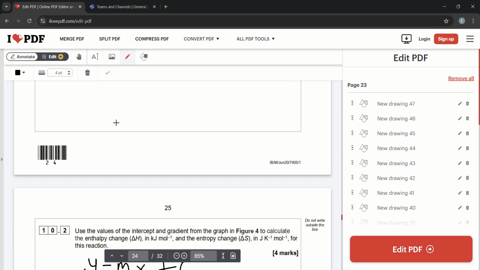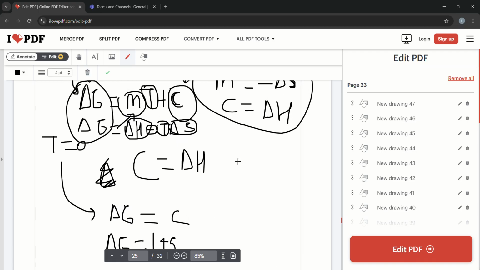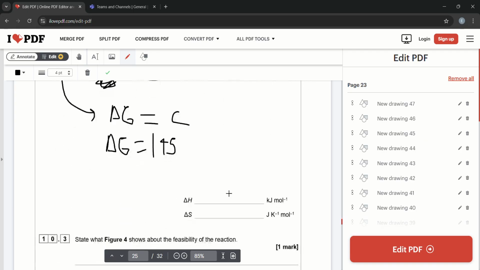So that's 145. So we know delta G equals 145. But we also know delta G is equal to C. Therefore we know C is equal to delta H. Therefore delta H is equal to 145. So a lot of working out to find out, but we eventually get delta H is equal to 145.